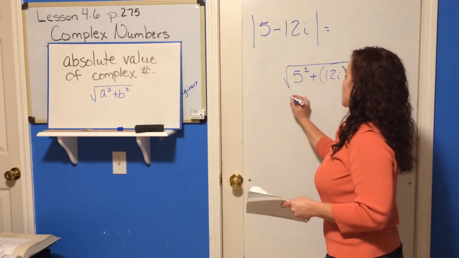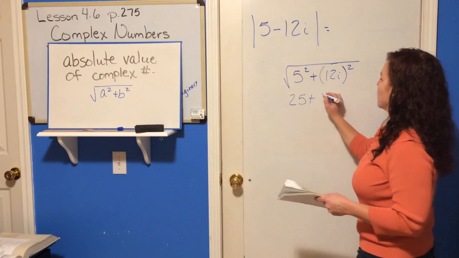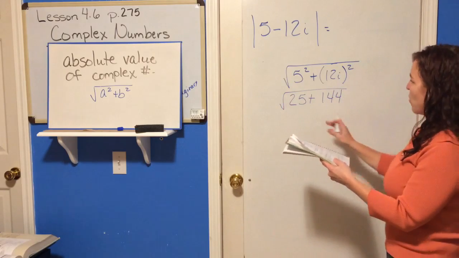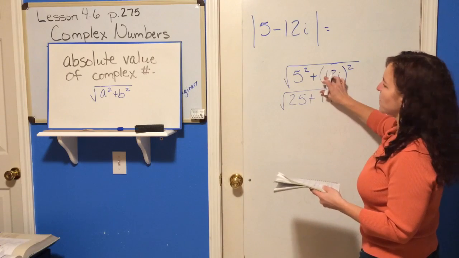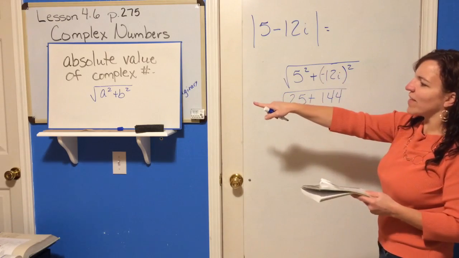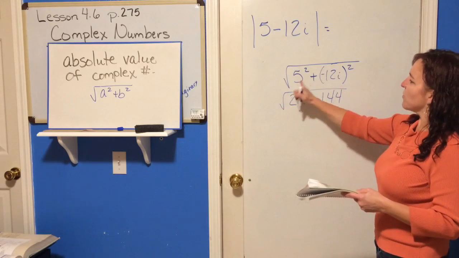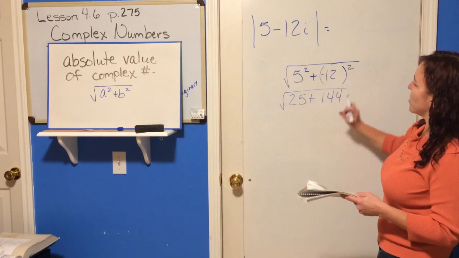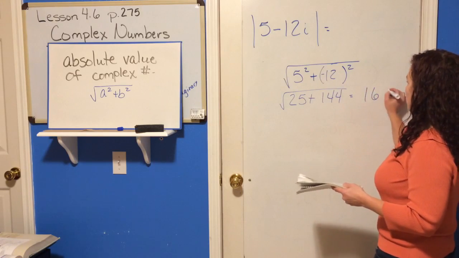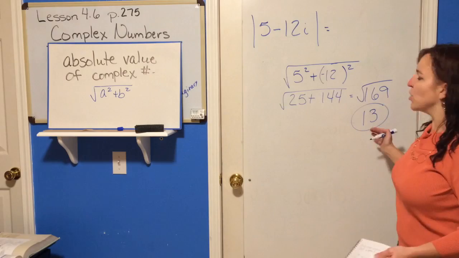5 squared is 25. The 12i squared becomes 144. And the square root of that, oh, we have to add them together, huh? So, I lost my negative. Negative 12. And so it's just the b, not the imaginary number. It's just the b itself. So 5 squared plus the negative 12 squared, which is 144. When you add those together, you get 169. And the square root of 169 is simply 13. And so your absolute value is 13.